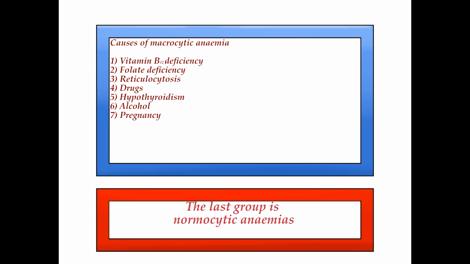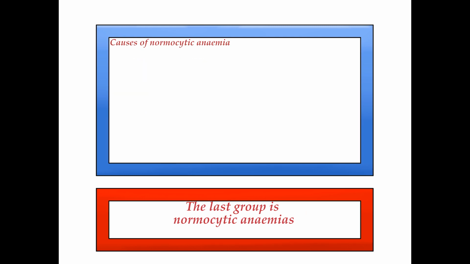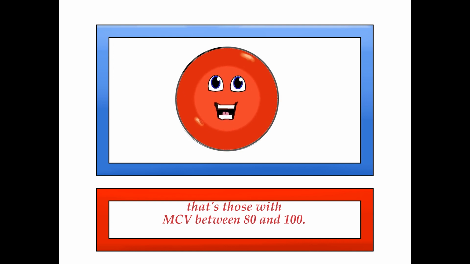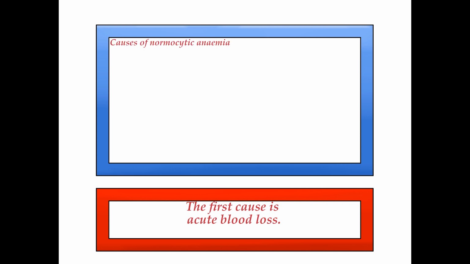So we're finally on to normocytic anemias, so that's the ones with an MCV between 80 and 100. It's nearly over. Of course, you could always just switch this wibble fest off and go watch something good instead. Anyway, the first cause of a normocytic anemia is acute blood loss.